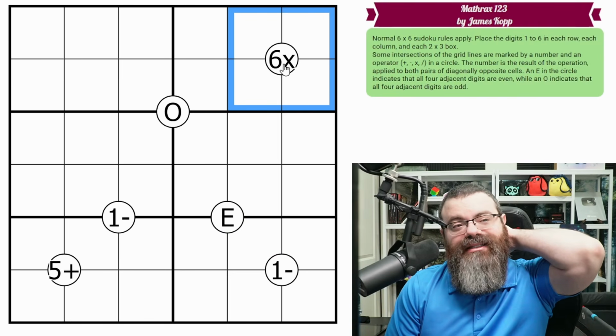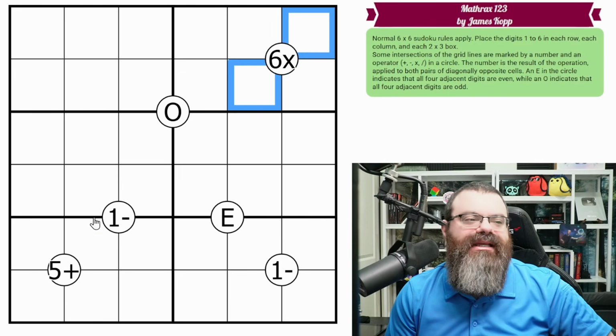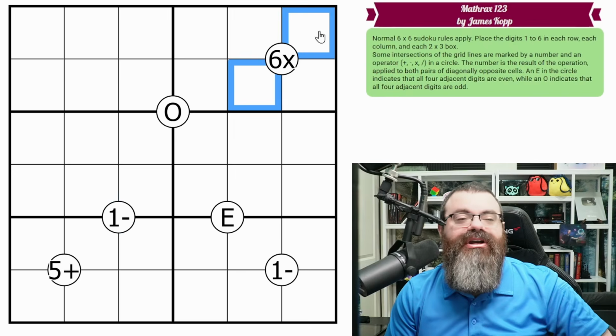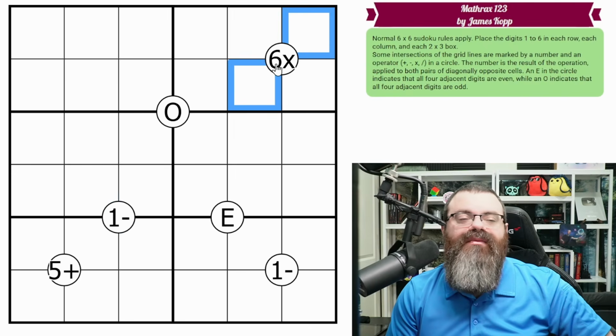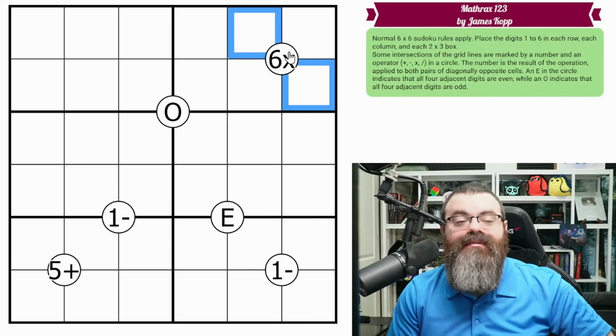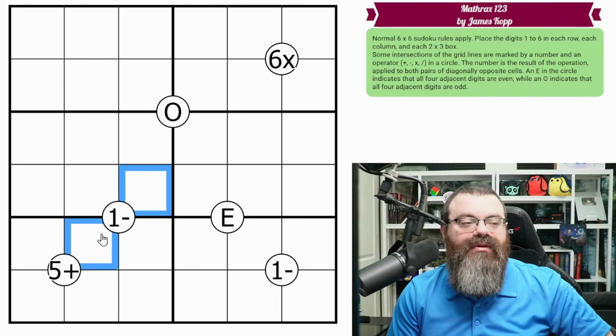And so what this is telling us is that we just need to look at the diagonals. So these 2 cells and these 2 cells, these 2 cells and these 2 cells. And the operation is saying, do that operation to the 2 cells, and the result will be the number. So if we multiply these 2, it'll be 6. And if we multiply these 2, the answer will be 6.